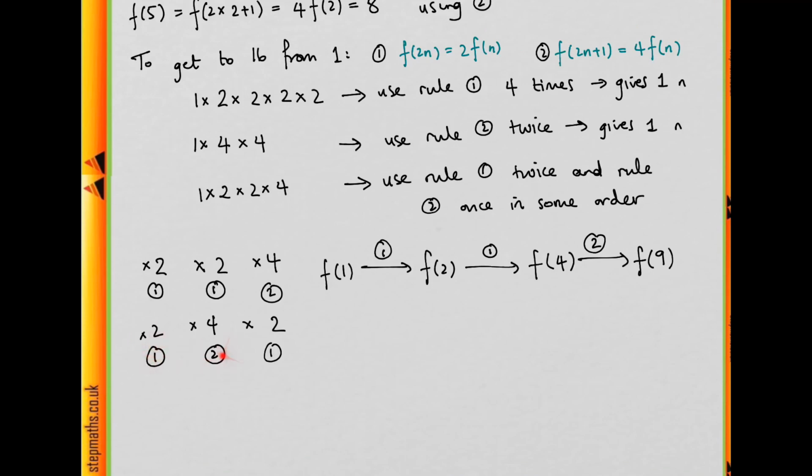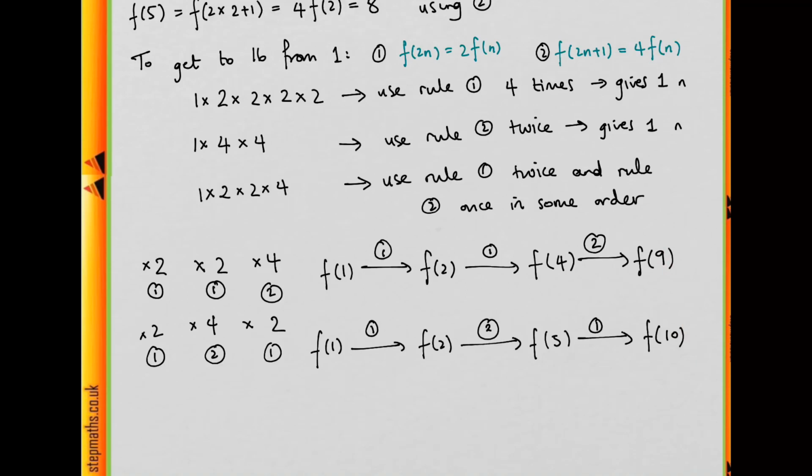But if I did rule 1, then rule 2, then rule 1, then when I apply rule 1, we get f of 2 again. Then when we apply rule 2 to f of 2, that's going to tell me what f of 2 times 2 plus 1 is, which is f of 5. And then when we apply rule 1 to that, that's going to tell us what f of 2 times 5 is. So that tells us f of 10. And so doing it this second way tells us that f of 10 is equal to 16. But the answers that we got from the two different orders aren't the same.